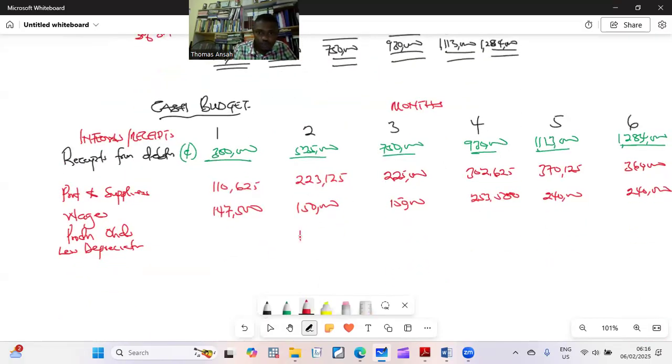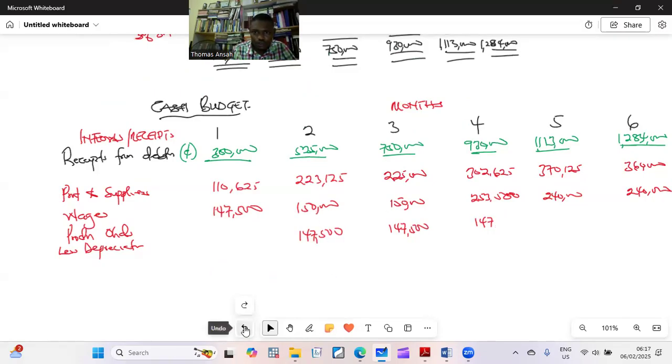So production overhead was the same as these ones, but it is 1 month after. So 147,500. No, this is 150. So the second one should be 150, no 147. 150. Yeah, that's what you even have here. 150, 253,500, and here will be 240.